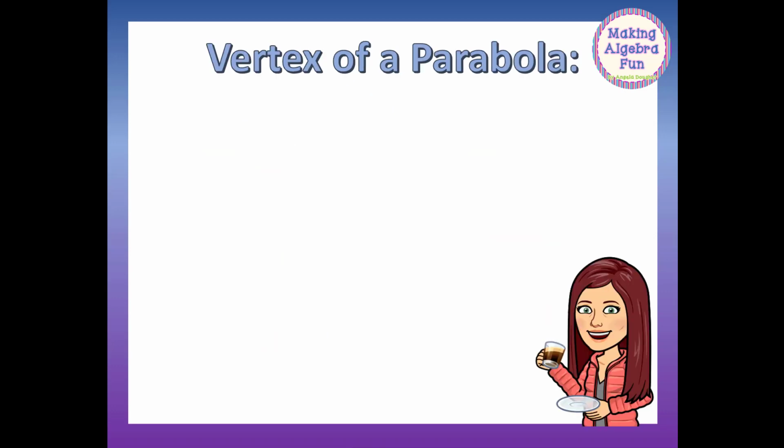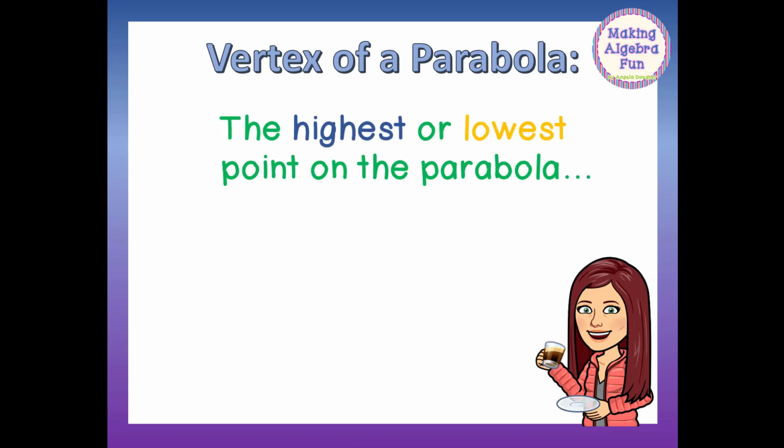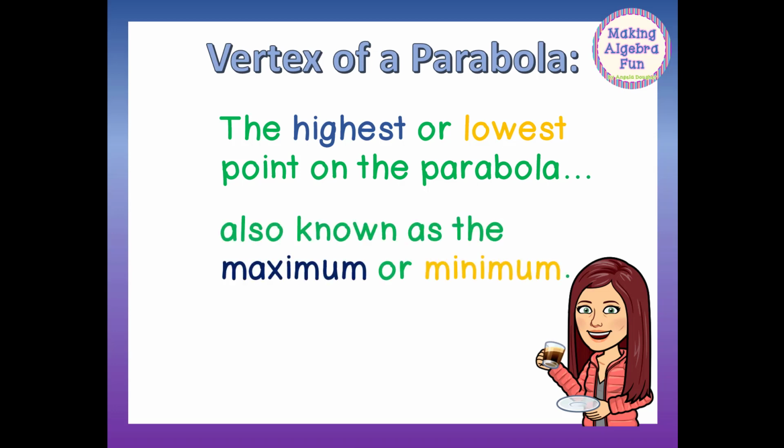Now, I want to talk about the vertex of a parabola. So to define the vertex, it is the highest or the lowest point on a parabola. It's also known as the maximum or the minimum. Here's an example of a parabola that has a minimum. The vertex is the very lowest point on the parabola. It's the point at which the parabola turns around and starts moving back up again. That's called the minimum. Here's an example of a parabola that has a maximum. It has a highest point on the graph.